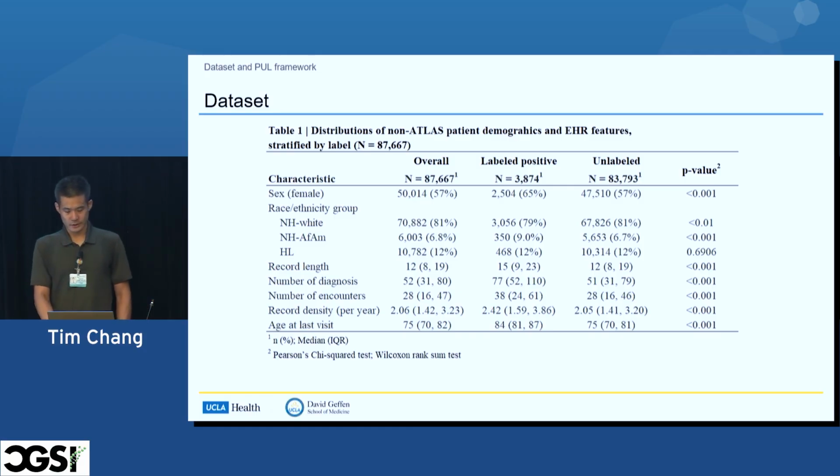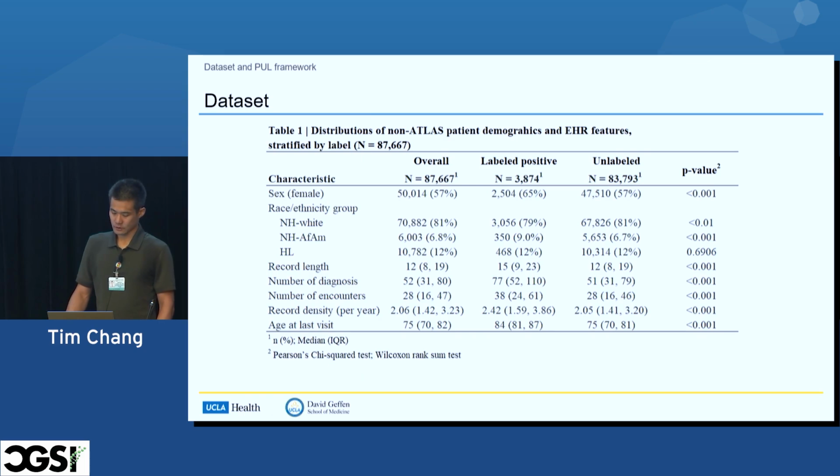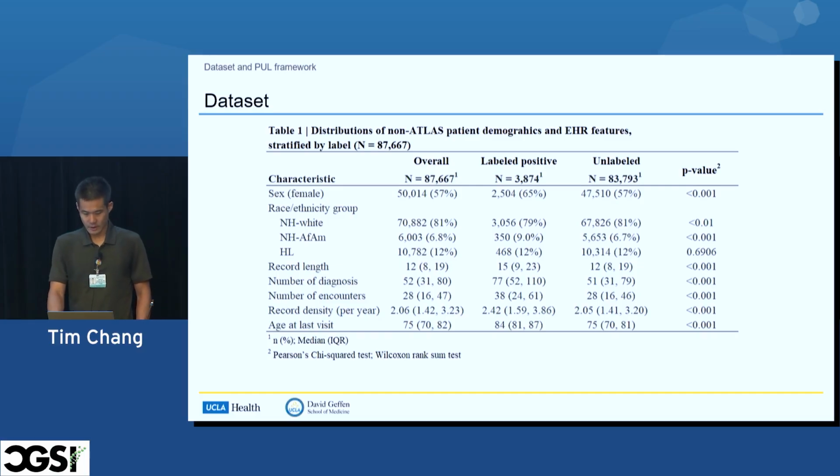So this is our initial table, mostly about demographics. If we look at the non-Atlas patients, there are about 87,000 total. A little more than half are female. In our race breakdown, there's about 12% Hispanic Latino and 7% African American. The labeled positives number about 3,800, so a little more than 3-4%.